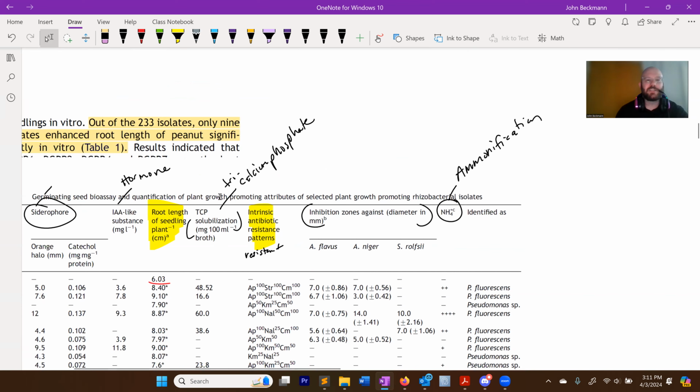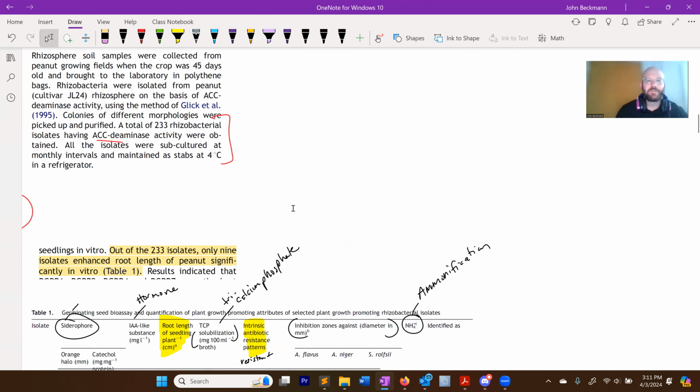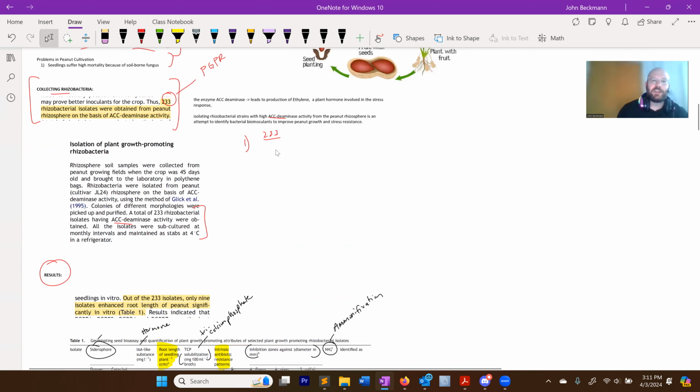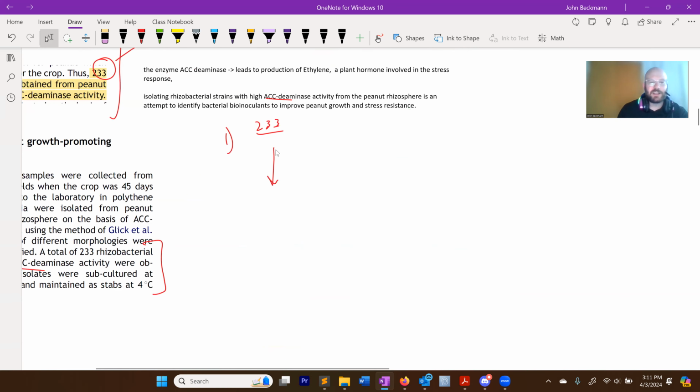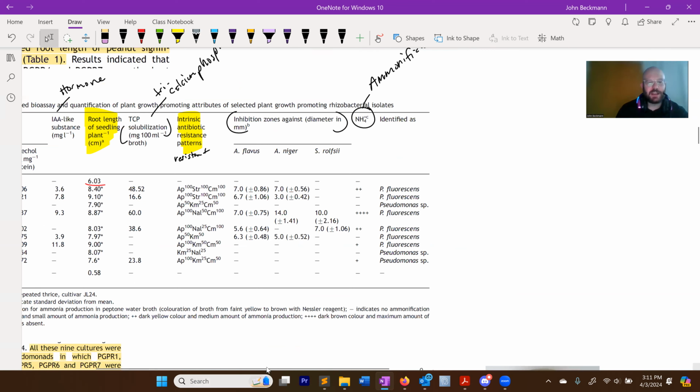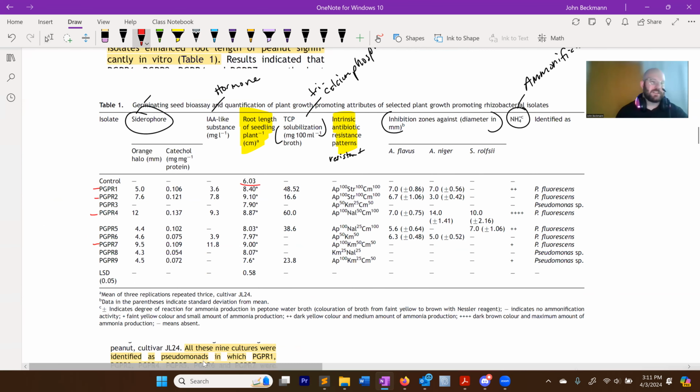I'm not seeing where they actually report that data, but they screened those 233 and they came out with a list of essentially 8 to 9 that they're really excited about. Okay. And then those 8 to 9 PGPRs, that's these. Then they tested those 8 to 9 PGPRs for a whole bunch of different PGPR activities.